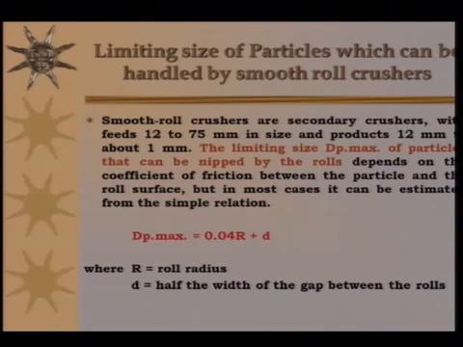The limiting size dp max of the particles that can be nipped by the rolls depends on the coefficient of friction between the particle and the roll surface, but in most cases it can be estimated from the simple relation dp max is equal to 0.04 r plus d, where r is the roll radius and d is half the width of the gap between the rolls.